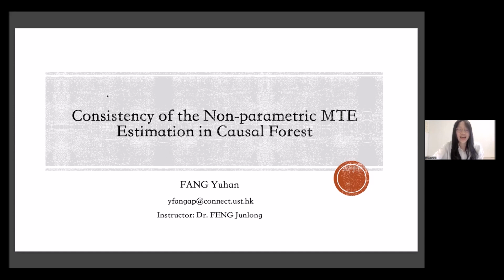Thank you very much. In this research, we developed a non-parametric causal forest approach for the MTE estimation, and we theoretically showed its consistency and reliability. This approach can effectively overcome the curse of dimensionality as the covariates increase, and it is applicable in evaluating the causal effects in empirical research.